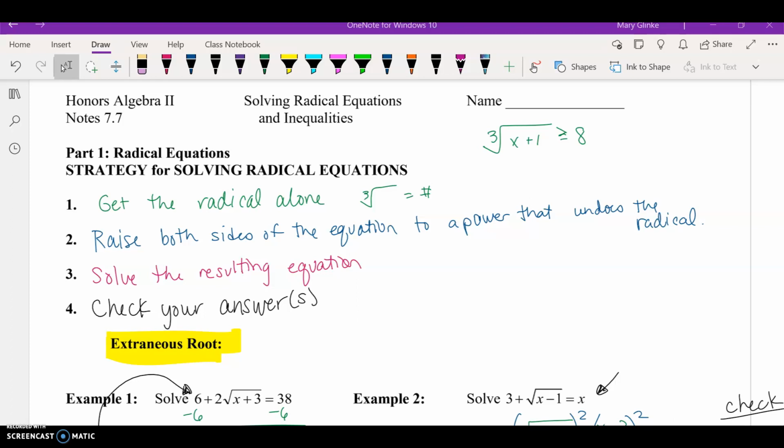Hello and welcome to part 2 of our 7.7 notes. We're going to be working with rational exponents. The same four steps here are going to apply. It's just the problems themselves are going to look slightly different.